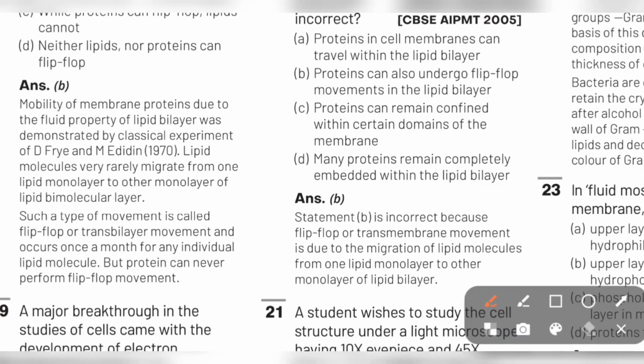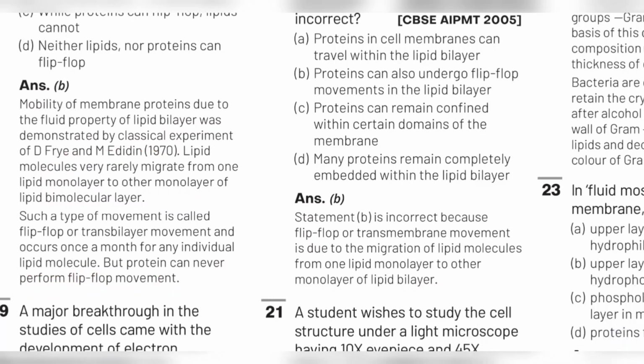Mobility of membrane protein due to the fluid property of lipid bilayer was demonstrated by the classical experiment by D. Frye and M. Edidin. Lipid molecules rarely migrate from one lipid monolayer to another monolayer of the lipid bimolecular layer. Such a type of movement is called a flip-flop or the transbilayer movement and occurs once a month for an individual lipid molecule. But proteins can never perform a flip-flop movement.